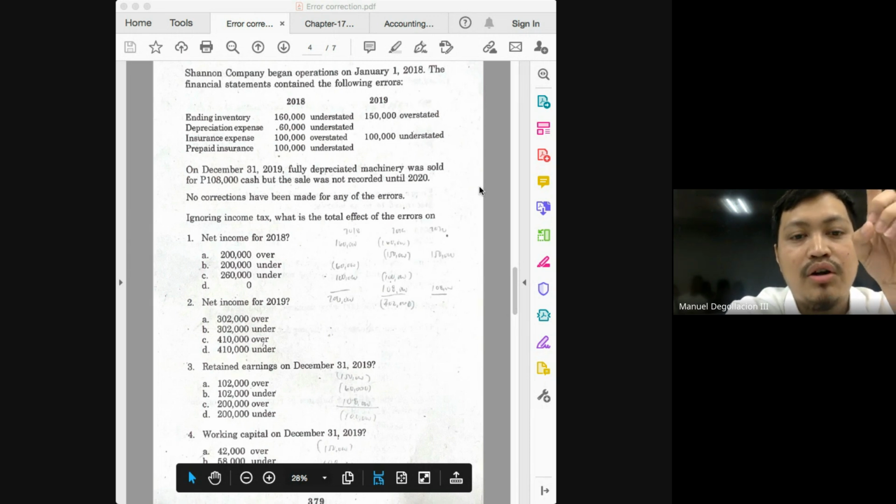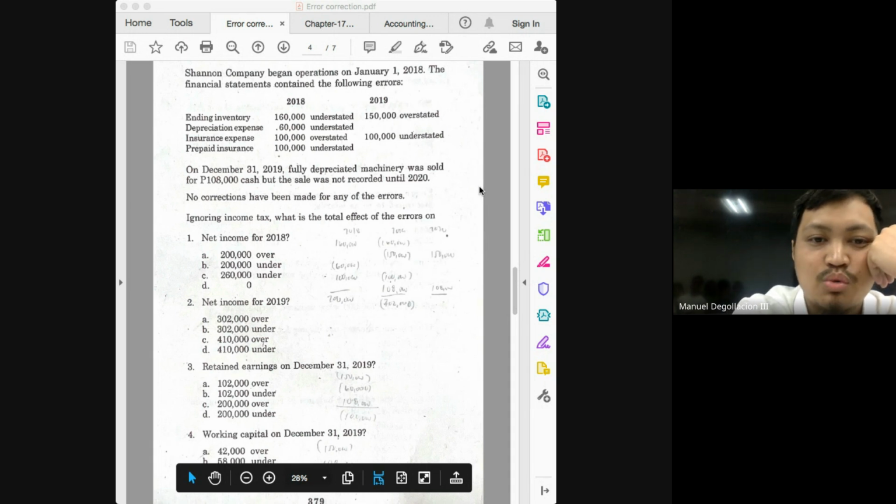But when did you record the cash receipt? Only in 2020. So if you compare your cash count and the amount of cash in your records, your cash would be understated. You received cash, but you did not record the cash. So your cash would be understated by how much? 108,000. So ending inventory was overstated, and then cash is understated. So the net amount will be how much, class? 150 minus 108 will give you 42,000 overstatement.